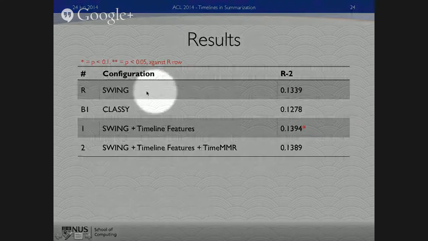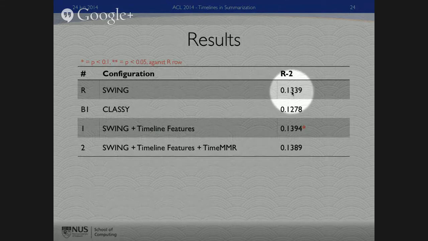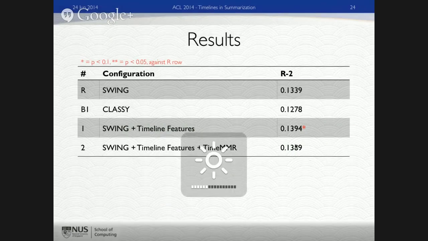This top row is our baseline, SWING, and it gets a ROUGE score of 0.13. We also looked at another baseline, the CLASSY system, which performed very well in TAC on the same data set, and we have comparable scores. When we insert the timeline-related features, you can see we do slightly better. It's sort of disappointing. It doesn't do much better than that. It's not very statistically significant, just at the 0.01 level using the Student's t-test. And worse yet, when we put in the time MMR, it's not significantly different at all. So why is that?